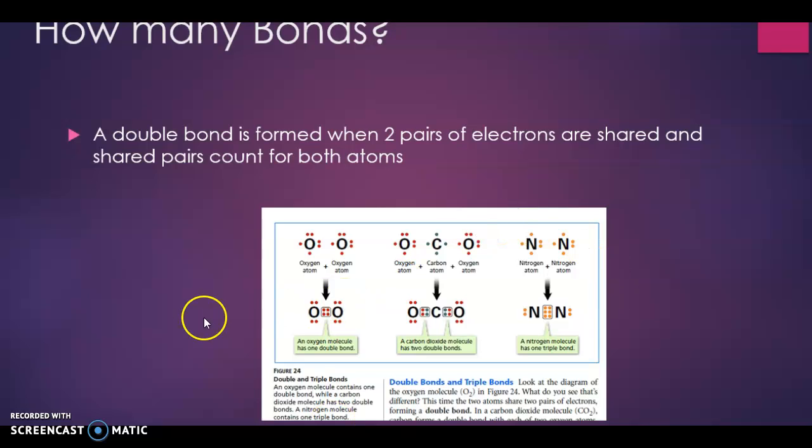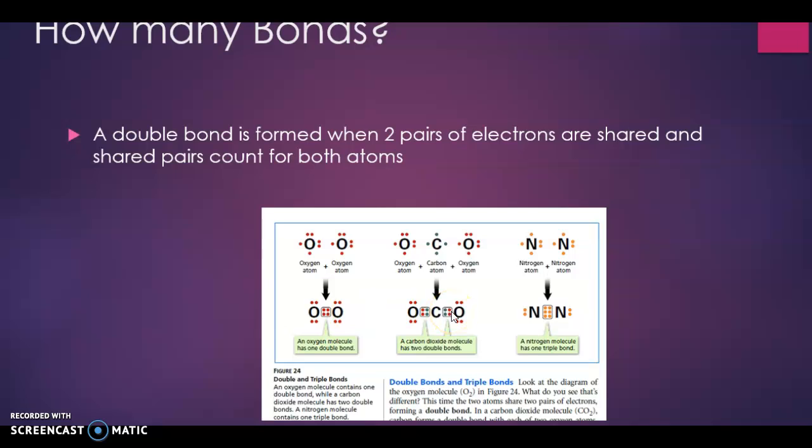So here we've got a diatomic molecule of oxygen. Oxygen has 6, which means that it has to fill up with 2 more. But they basically share those ones in the middle there. So they share 2 of their electrons, and this guy shares 2 of his electrons, which means they have a double bond in this situation, which makes them covalently bonded, and they're sharing what we call a double bond.